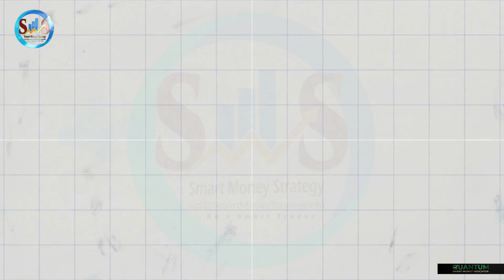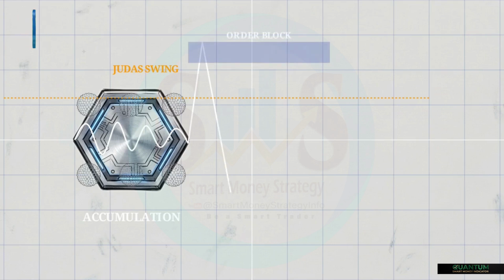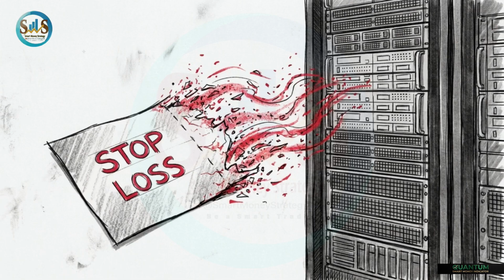To stop trading on the wrong side of these moves, we need to deconstruct the exact sequence, from the initial liquidity creation to the deceptive algorithmic spike known as the Judas swing, down to the granular mitigation dynamics that follow. If you cannot identify the structural logic behind how liquidity is engineered, your own stop-loss will inevitably be used to fuel the institution's next position.